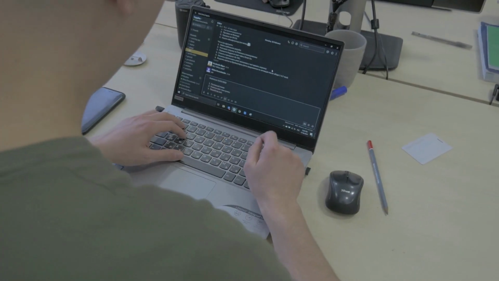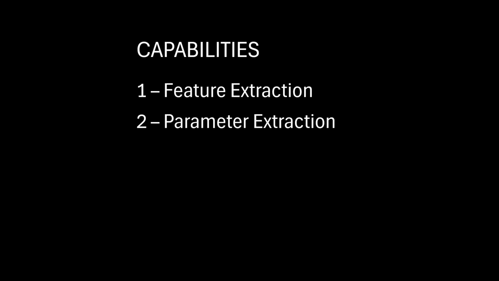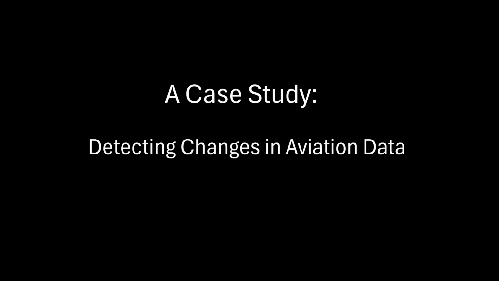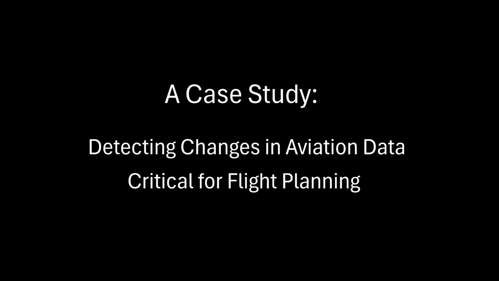In this video, we will examine 5 major capabilities of 1A1: feature extraction, parameter extraction, change detection, traceability, and transparency. Let's look at a case study from the aviation industry, detecting changes in aviation data critical for flight planning.